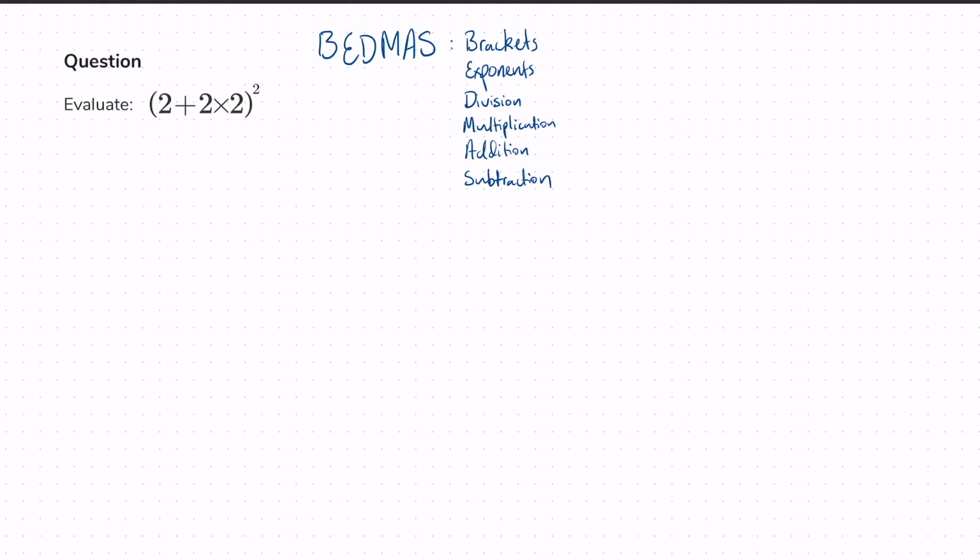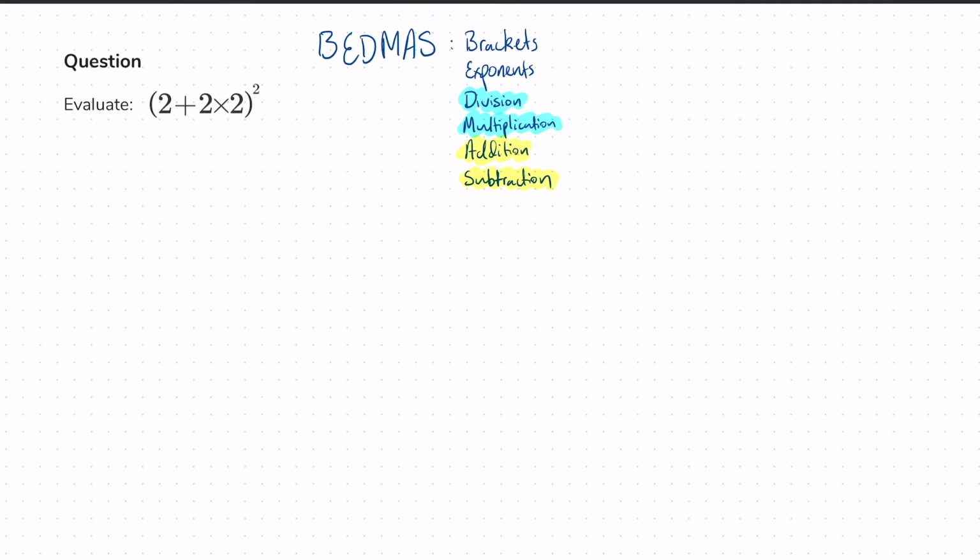Now, because division and multiplication are two sides of the same coin, the order in which you do them doesn't matter so much as you're doing brackets before exponents. And we can say the same thing for addition and subtraction. So let's have a look at this in an example.